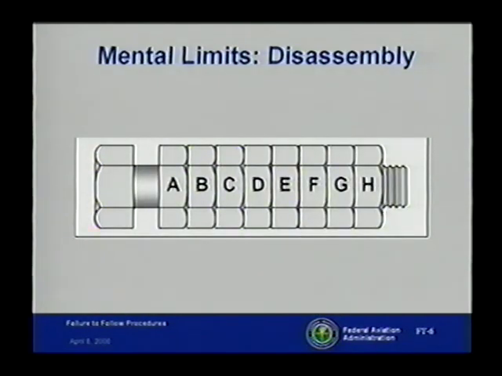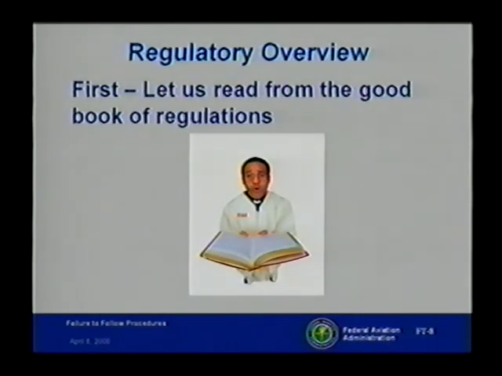Mental limits. Here we've got a bolt with numerous nuts on it, and obviously you have to take one off at a time. Only one way to take it apart, but there's many ways to put it back together. And your task here will be to remove these nuts from the bolt and reassemble them back in alphabetical order. Easy task, right? Of course, there's only one way to disassemble them, but over 40,000 ways to reassemble them. Let's get started. Before we do, let's read out of the good book of regulations.